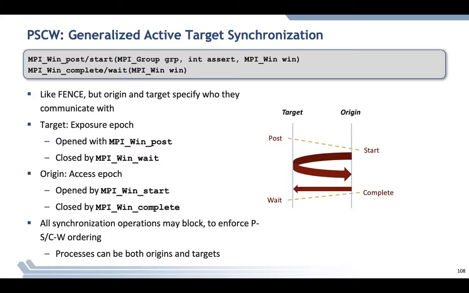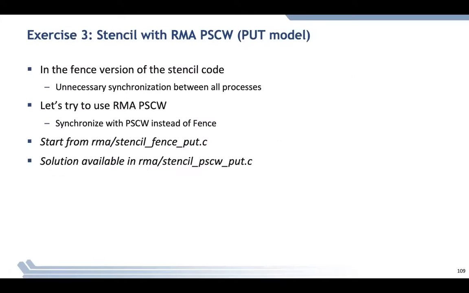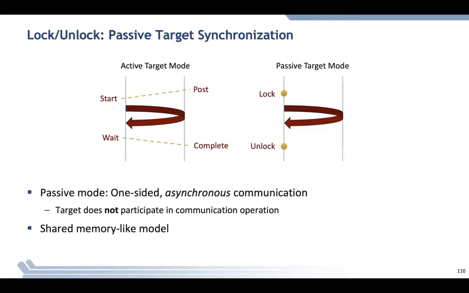Instead, there is a third method, which is called lock and unlock, and that is easier to use. It in fact doesn't need participation from the target side. Its semantics can be a little different, but this is probably the most widely used, particularly the lock all, unlock all type of model, which is on the next slide.